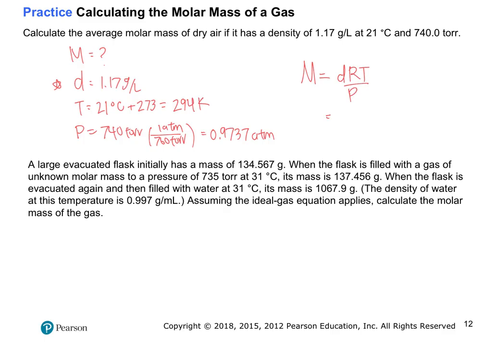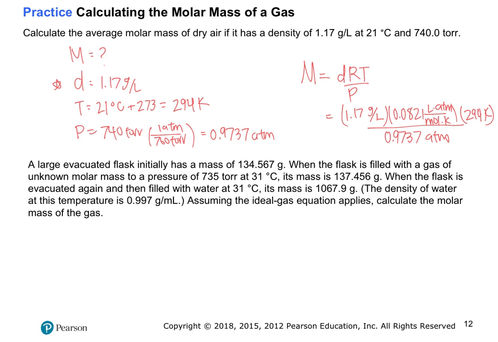So we can plug that in. Density is 1.17 grams per liter. R is 0.0821 liter atmosphere per mole Kelvin. Temperature is 294 Kelvin, and our pressure is 0.9737 atmospheres. Check our units, because it's always a good idea to.